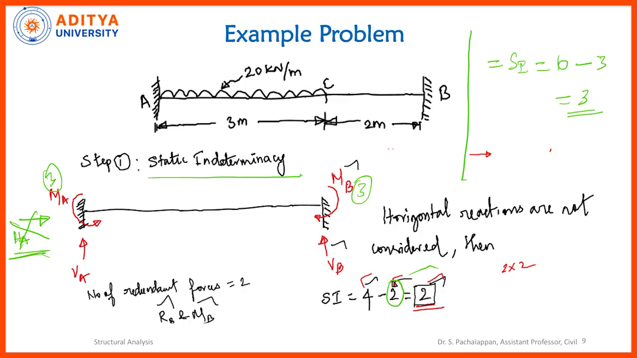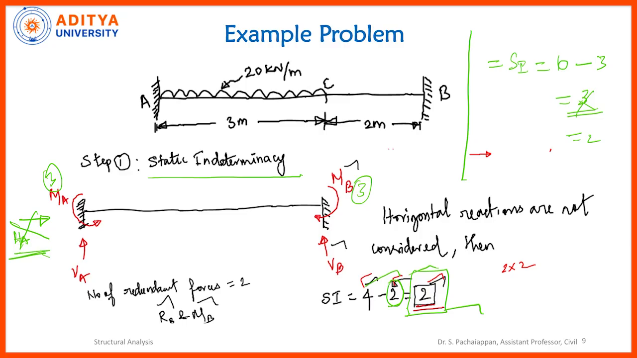But in these three, you know that one of the forces is nothing but the horizontal reaction. If you eliminate that, then it will become 2. So that is what is written here. The available unknown forces are 4, excluding the horizontal reaction, and the equilibrium equations are 2, so it became 2. So we are going to fix 2 unknown forces.